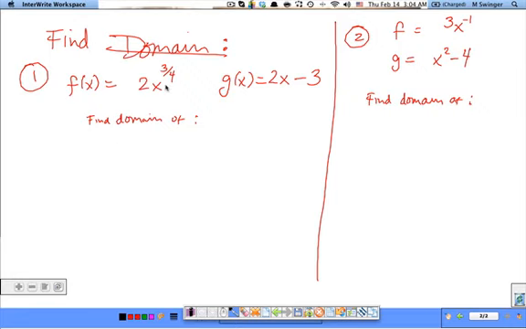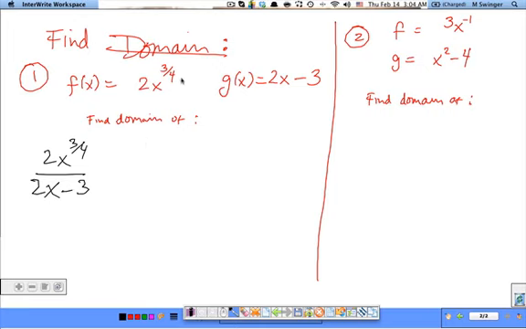Alright, so here's my f, 2x plus 3/4. Here's my g, 2x minus 3. Let's say we did f of g or g of f, and we come down to something like 2x plus 3/4 divided by, let's just say f divided by g, 2x minus 3.